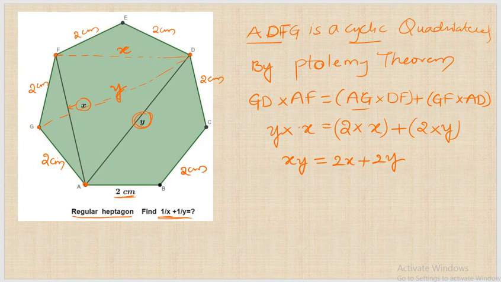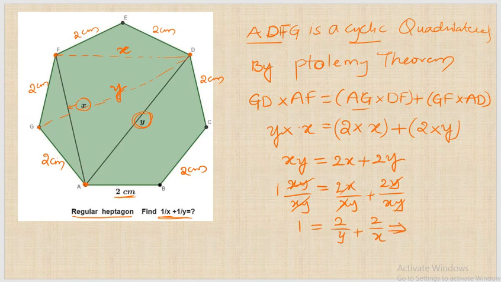Now if I divide both sides by xy, xy divided by xy is equal to 2x by xy plus 2y by xy. Here x and x get cancelled, and y and y get cancelled. Then I am left with 1 equal to 2 by y plus 2 by x.